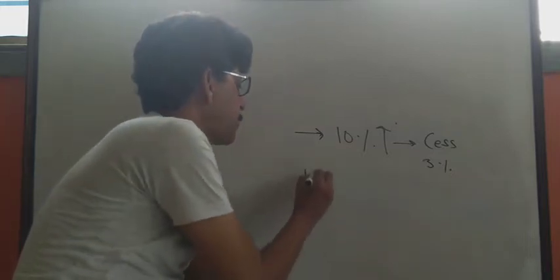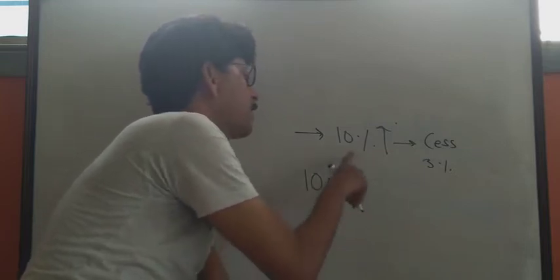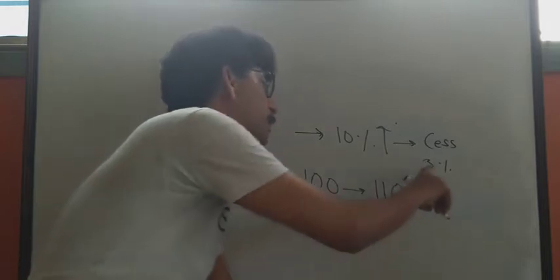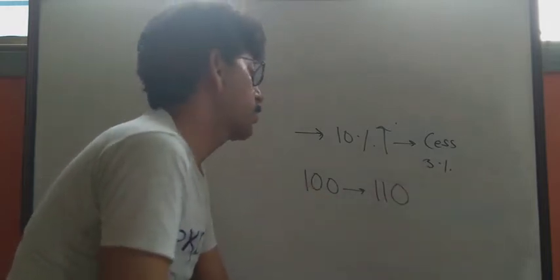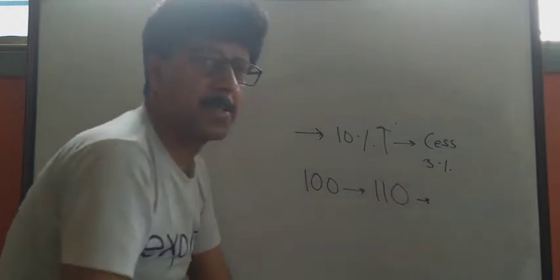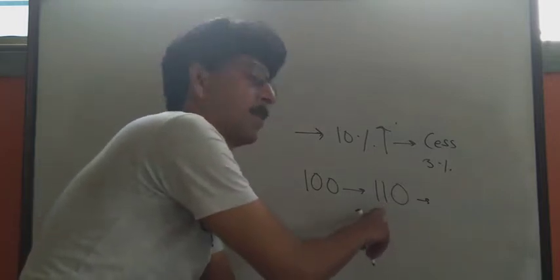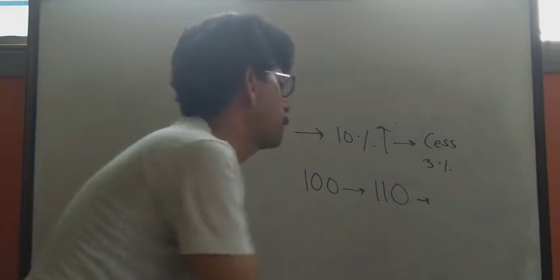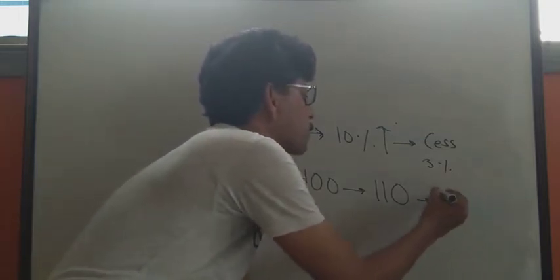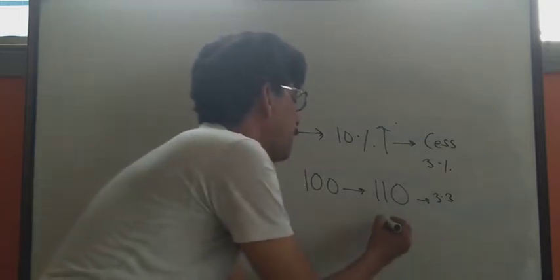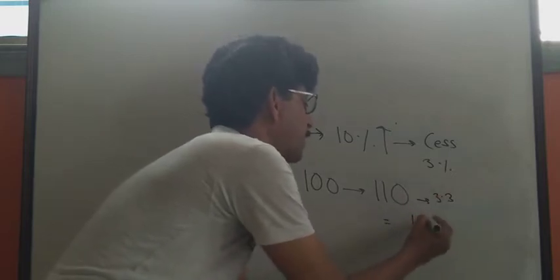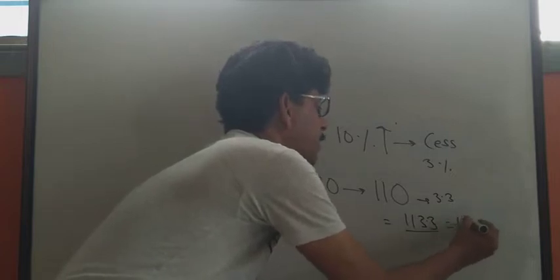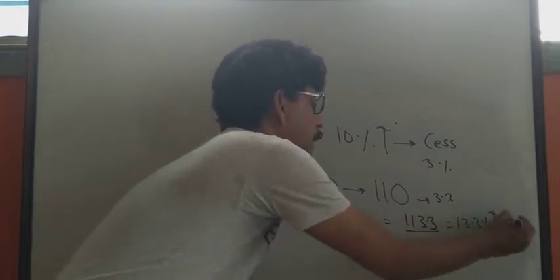Say the price of petrol is 100, it is increased by 10%, so this becomes 110. And now you have to pay 3% of cess. So 3% of this, 3 by 100 of 110, is equal to 3.3. So this becomes 113.3. So 13.3% more you have to pay.